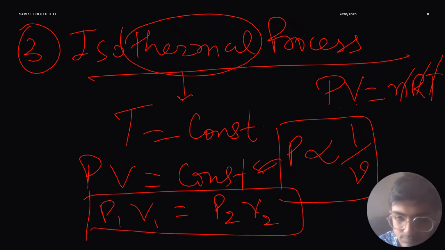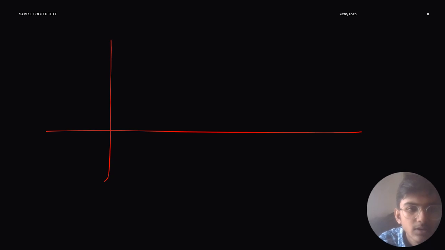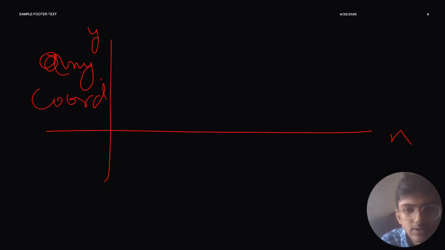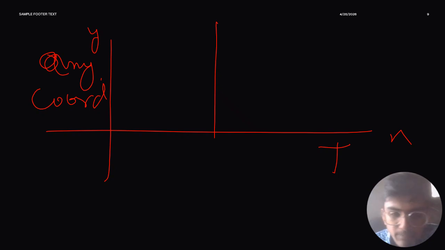Okay. Now if we plot like this, here we'll take any coordinate, and here we'll take temperature. It will come as this, because temperature is constant. Whatever the temperature is, there is a particular temperature, and the reaction will proceed at that particular temperature in its whole journey. So that temperature remains constant.